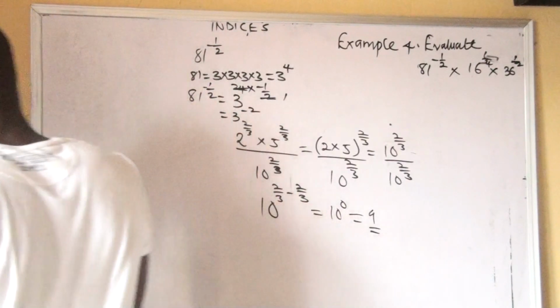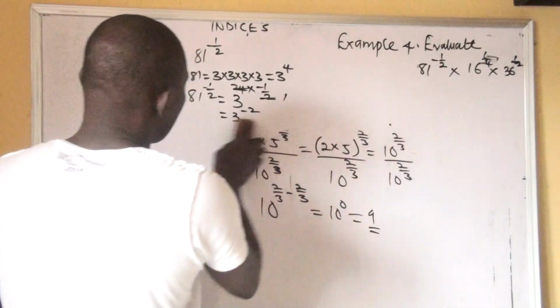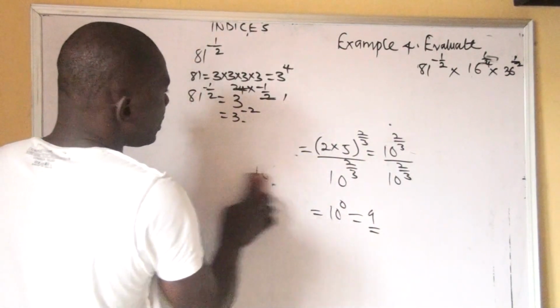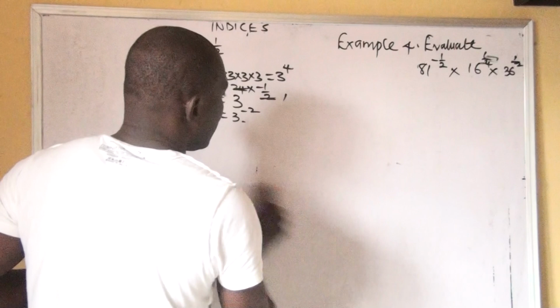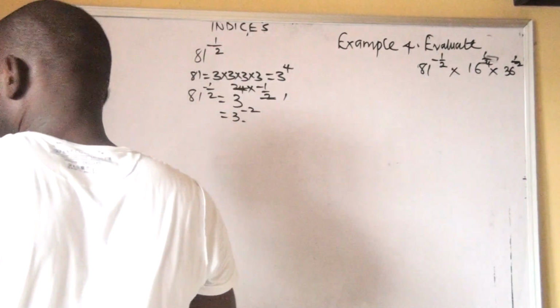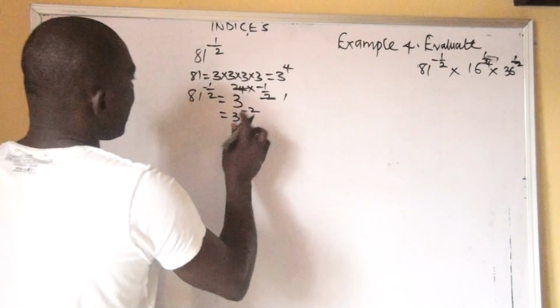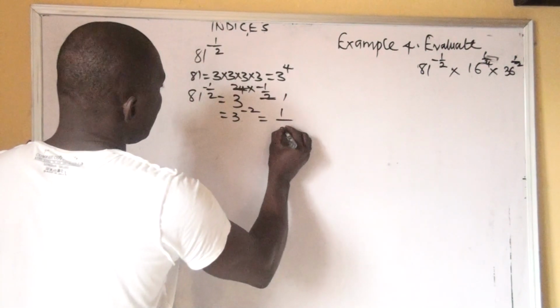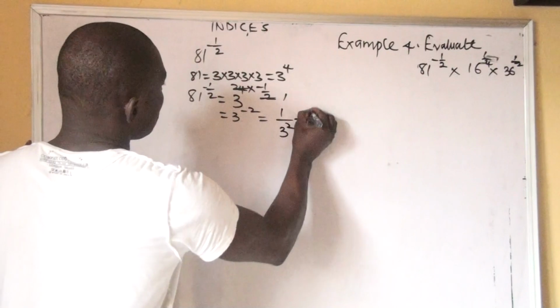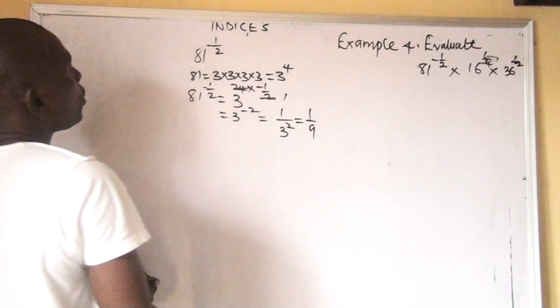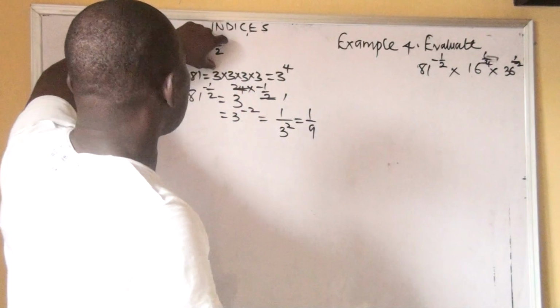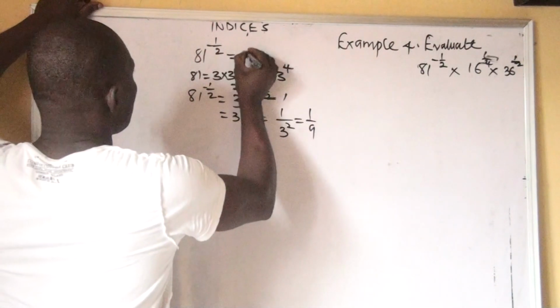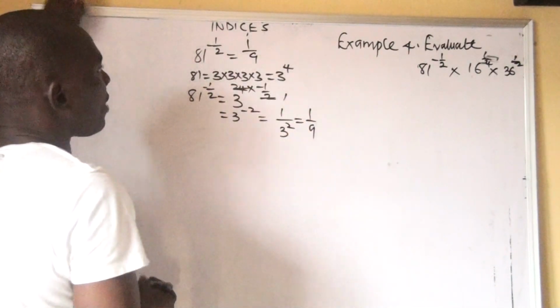And you know from indices, negative indices here simply means 1 over 3 raised to power 2. That means this is 1 over 9. So our 81 raised to power minus half is equal to 1 over 9. So we'll keep that result.